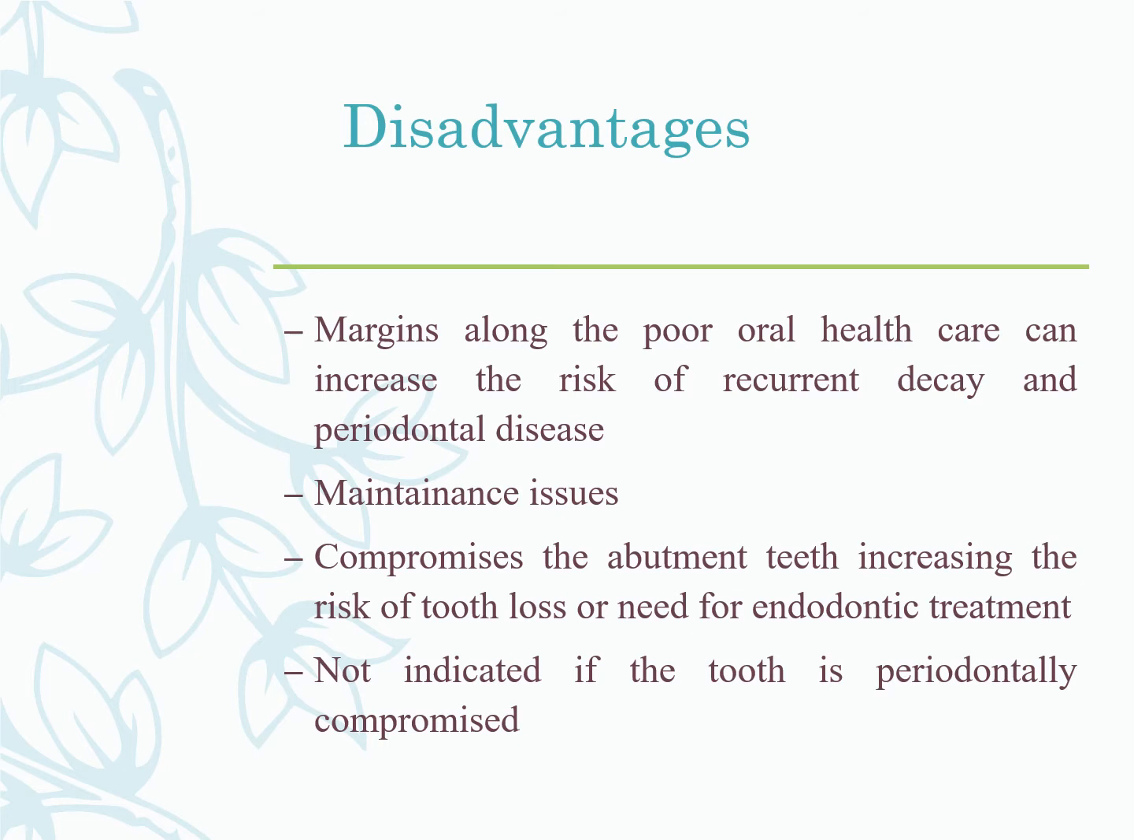So compromise in the abutment teeth will increase the risk of tooth loss, or otherwise it might also need an endodontic treatment. If it needs an endodontic treatment, the next option would be removal of the bridge, and if after the removal of the bridge the abutment is in good condition, then performing a root canal treatment or required restoration. Secondary caries is most commonly seen in prepared tooth structures, so that is also one of the added disadvantages. And if the tooth is already periodontally compromised, then it is not a suitable abutment for a fixed partial denture.